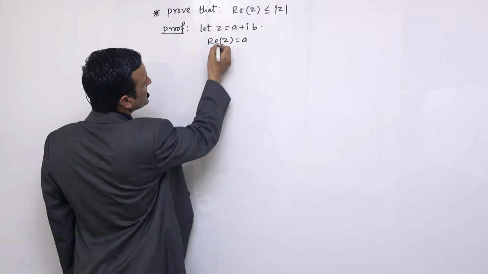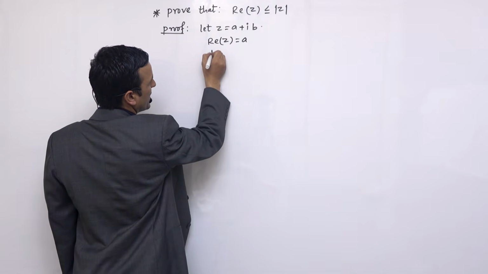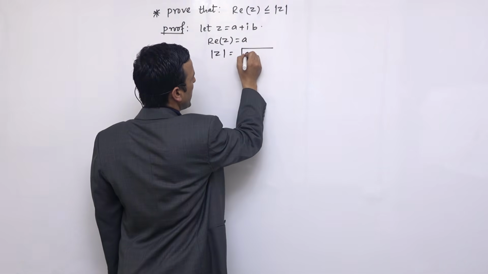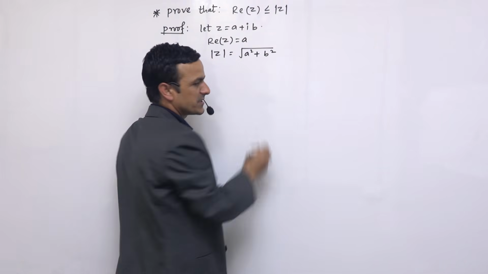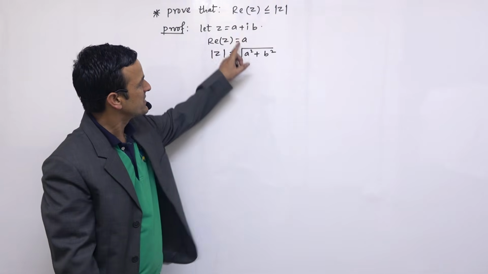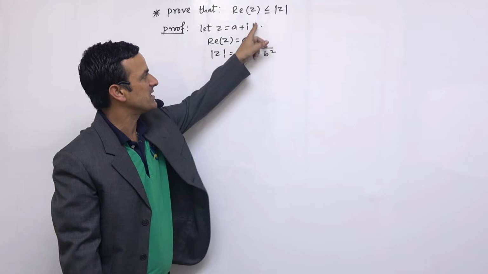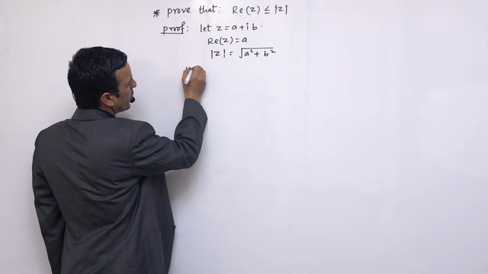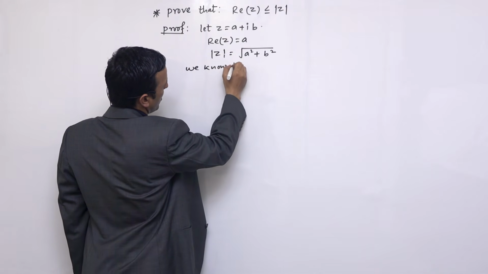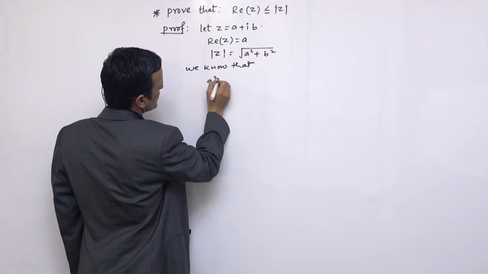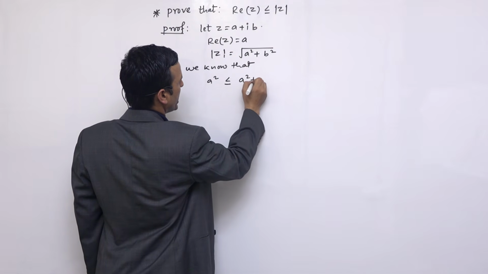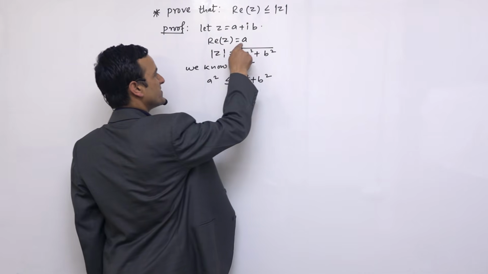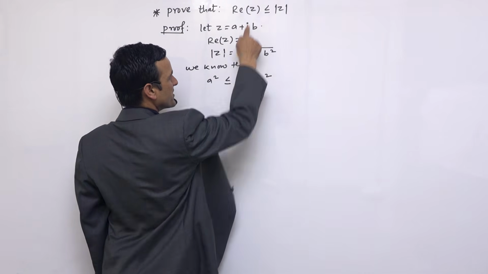As you know, what does modulus z mean? Modulus z is equal to the square root of real part squared plus imaginary part squared. So this is the real part, and real part squared plus imaginary part squared. So we know that a squared is less than or equal to a squared plus b squared. Our main target or objective is a, the real part of z.